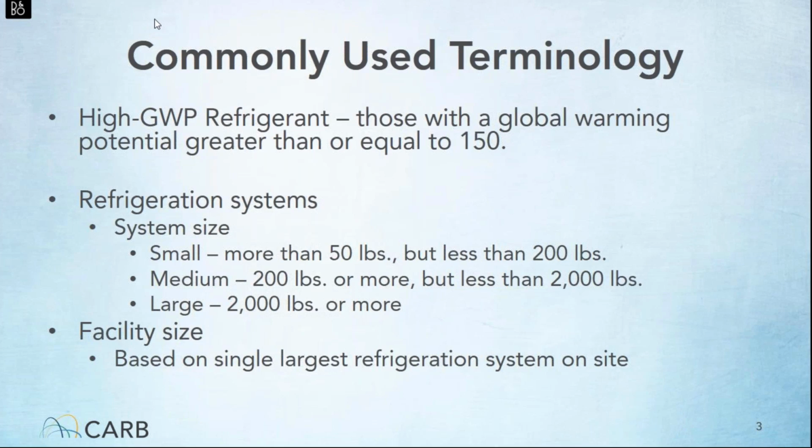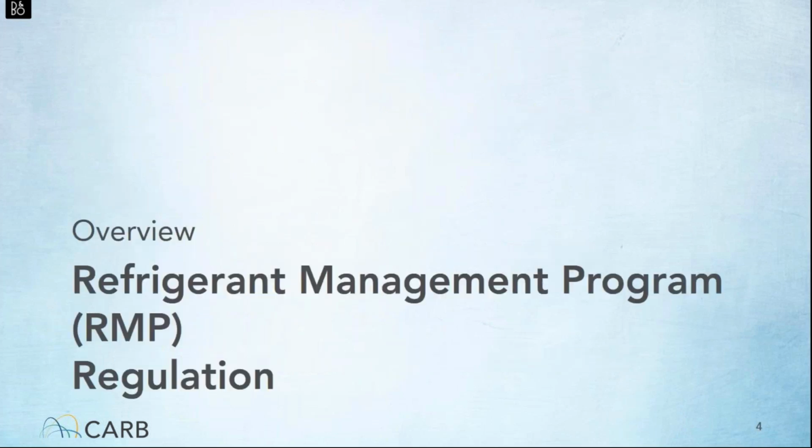We also classify facilities, or physical locations, into size categories. The size of your facility is determined by the largest system at that location. For example, your facility has three systems, and one is 60 pounds, 600 pounds, and 6,000 pounds. Those are respectively small, medium, and large, but your facility will be considered large because of your largest system. Let's do an overview of the RMP regulation now.